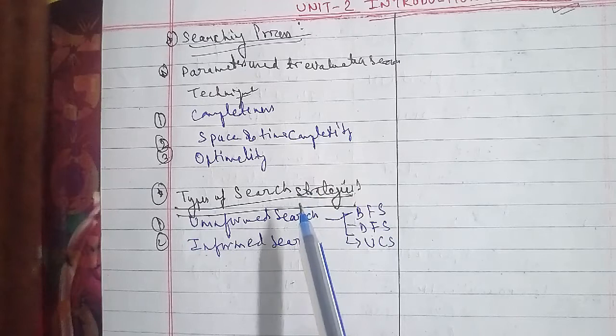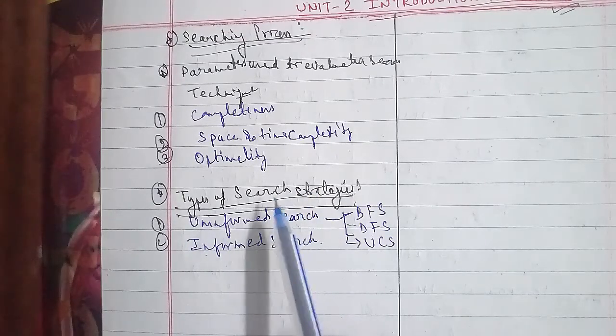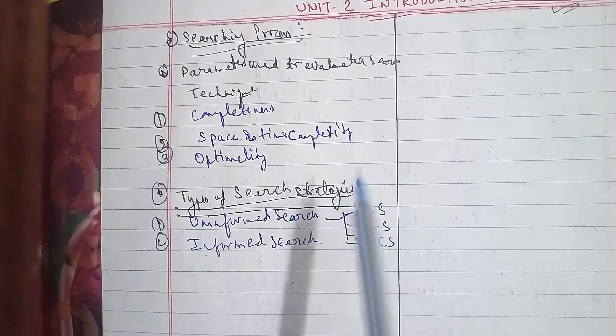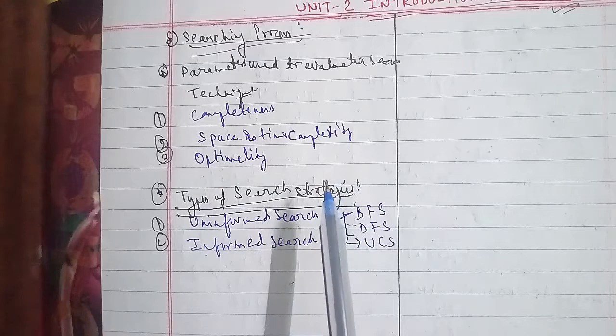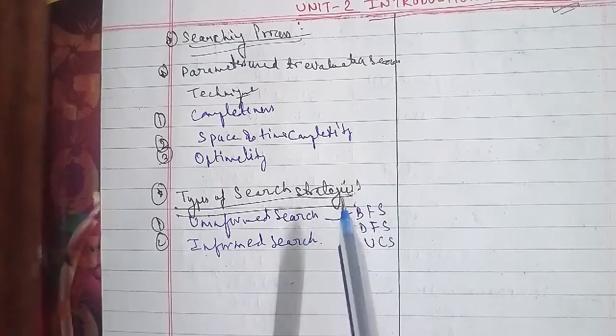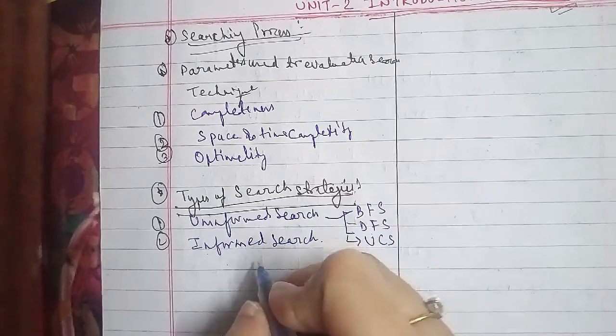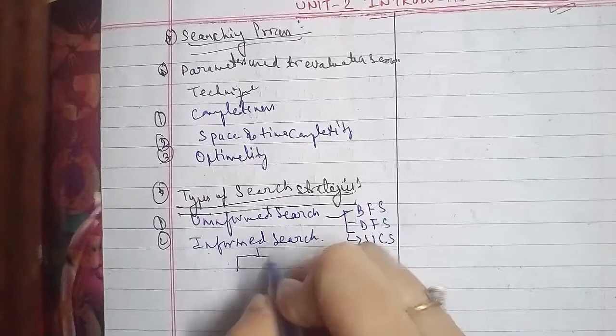The types of informed search are these three: the first is hill climbing, the second is best first search, and the next is the A* algorithm.